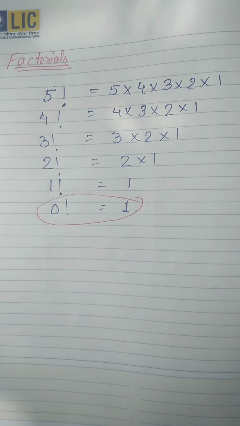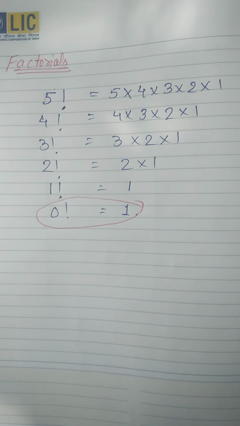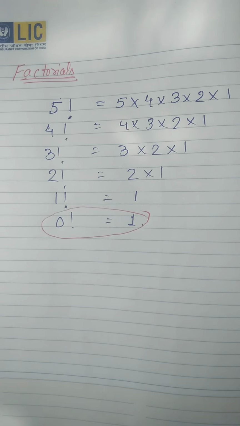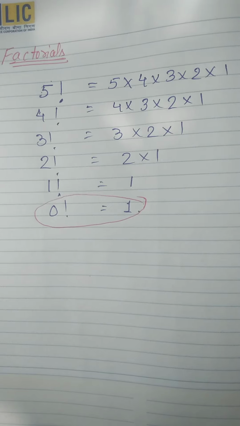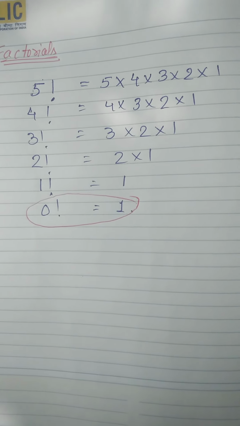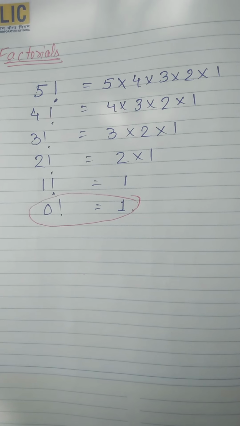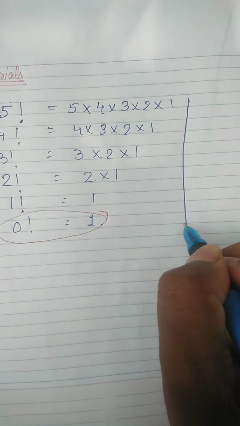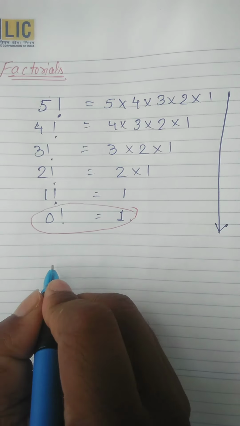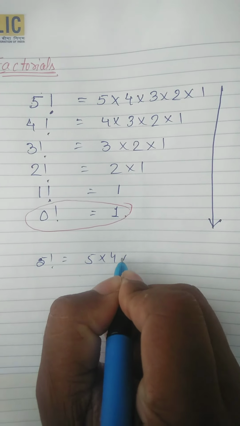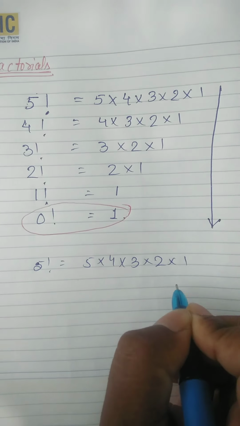Let us try to answer this question. If you see the numbers above, in 5 factorial we are multiplying 5 with all the numbers less than 5. 4 factorial means multiplying 4 with all the natural numbers less than 4. So how are we getting these numbers? Let us move from 5 factorial to 0 factorial. So 5 factorial means 5 into 4 into 3 into 2 into 1.